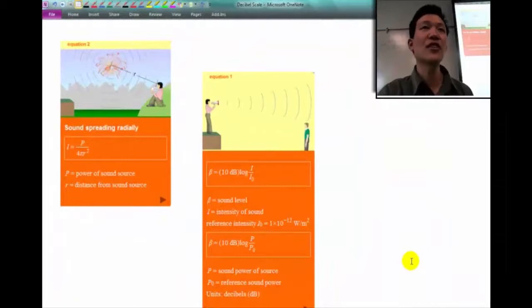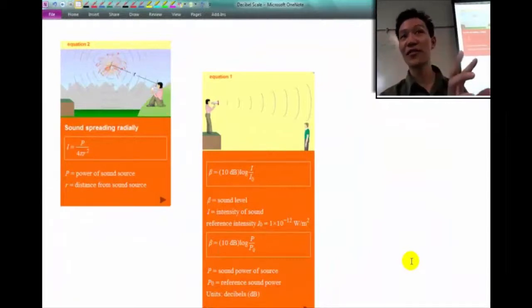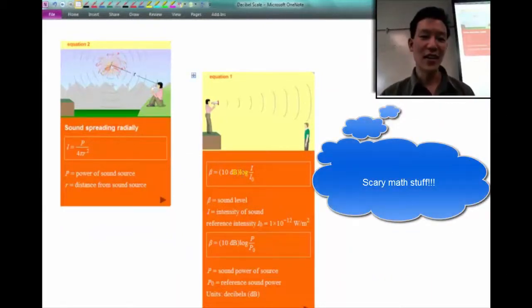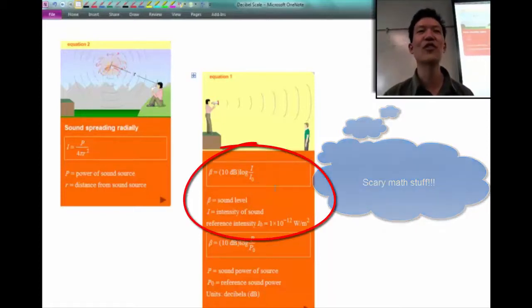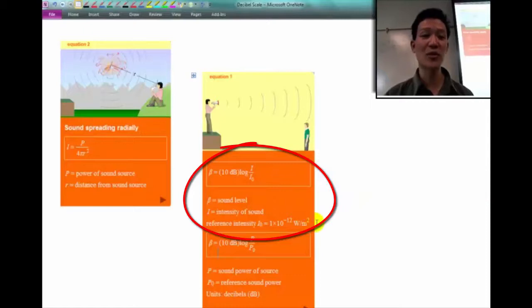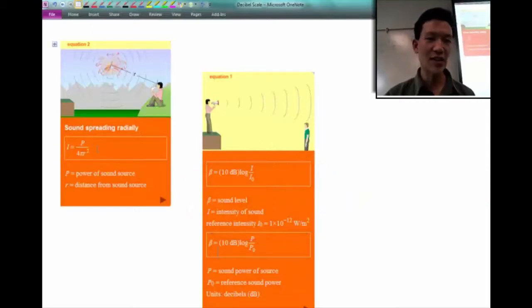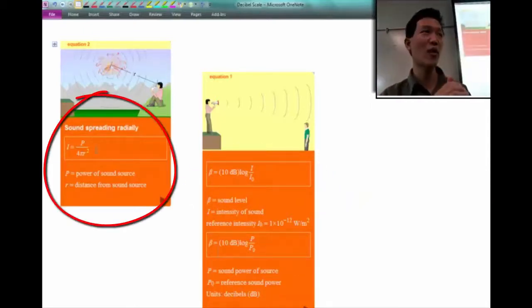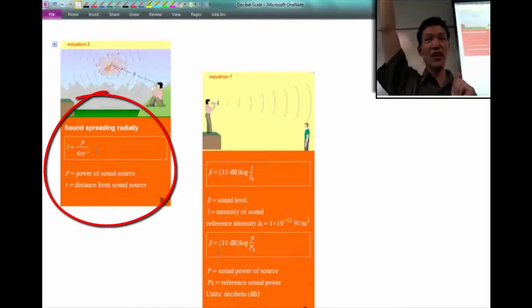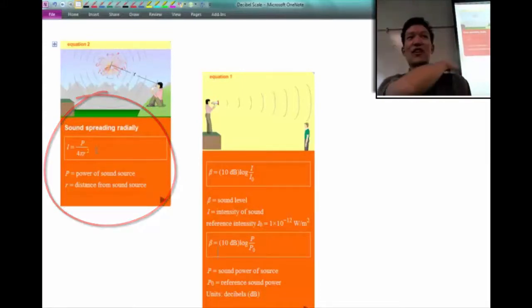The technical definition of the decibel scale, you don't have to write this down, is 10 times the logarithm of the intensity of the sound divided by I0, which is the threshold of hearing, 1 times 10 to the negative 12 watts per square meter, where intensity of the sound is the power of the sound in watts divided by 4 pi r squared. How many of you guys, when you see that, freak out and go, wow, that's a lot of weird math? Good, pat yourself on the back, you're normal.